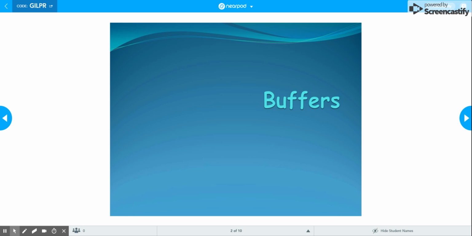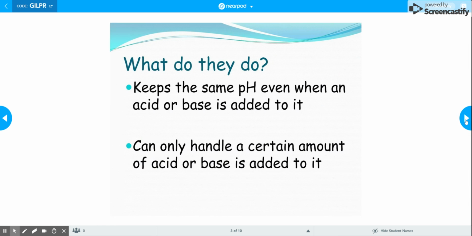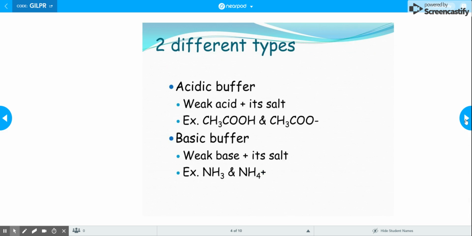Today we're going to look at buffers, and buffers deal with acids and bases in the fact that they will keep the same pH even when you add an acid or base to it. However, of course, it can only handle a certain amount of acid or base, but it will maintain the same pH even if a little bit of acid or a little bit of base is added to it, because we know that if you add an acid to water, it immediately will become acidic. If you add a base to water, it will immediately become basic. But in a buffer, it will be able to maintain that same pH and will not change.